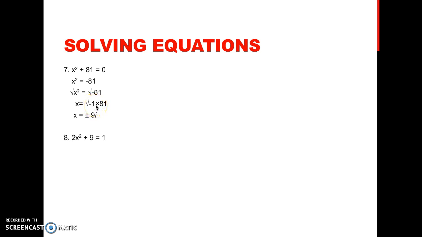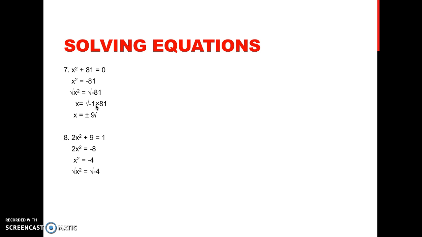Number 8. We have 2x squared plus 9 equals 1. What do we want to do first to solve for x? We want to subtract 9 from both sides. So we get 2x squared equals -8. Now we want to divide both sides by 2, so we get x squared equals -4.